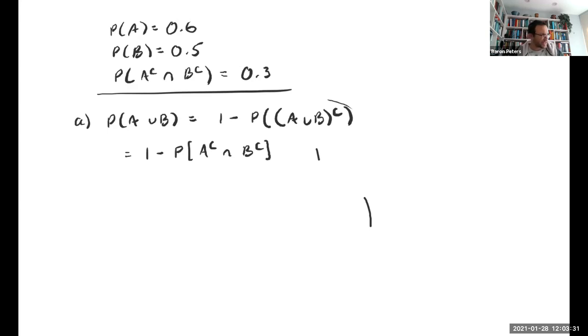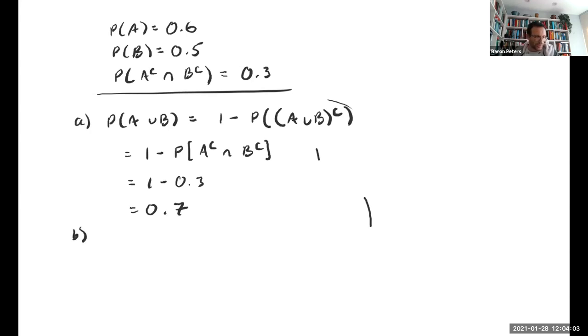Okay, so that's our next step here. And A complement intersection B complement is something that we were given, right? So that's this 0.3. So this is 1 minus 0.3. And so the answer to part A should be 0.7, okay?